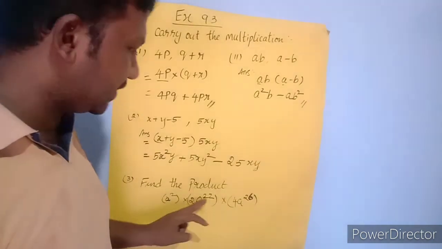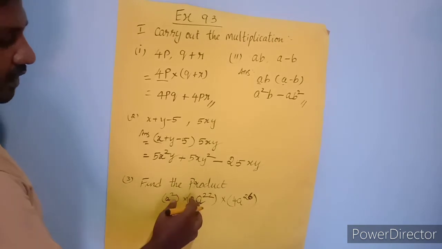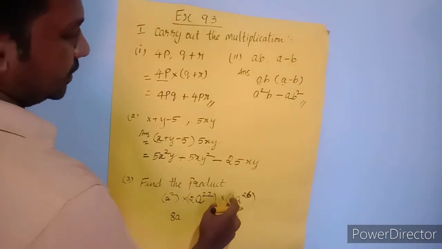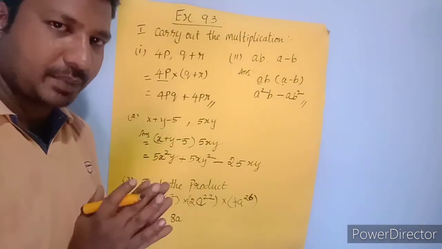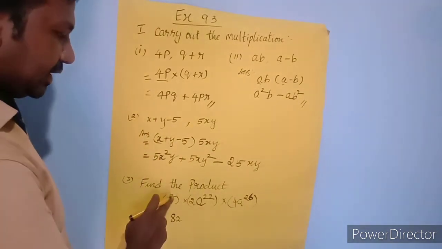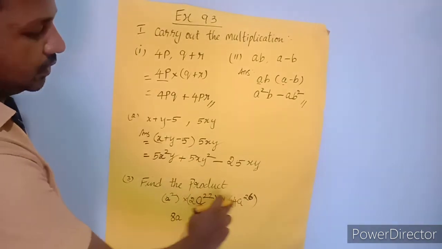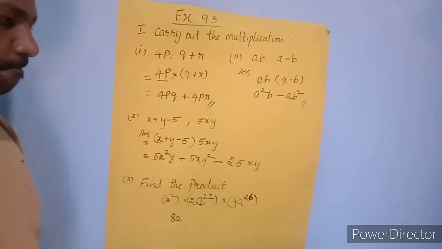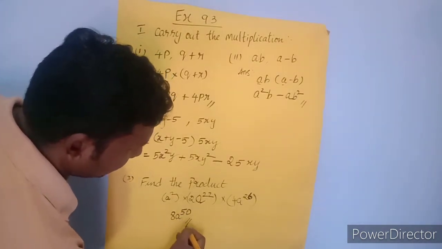Now you can multiply the variables. When we are multiplying the variables, the power will be increased. a squared into a power 22 into a power 26. Power increased means you can add the powers. So 2 plus 22, 24. 24 plus 26, 50. a power 50. That's all.